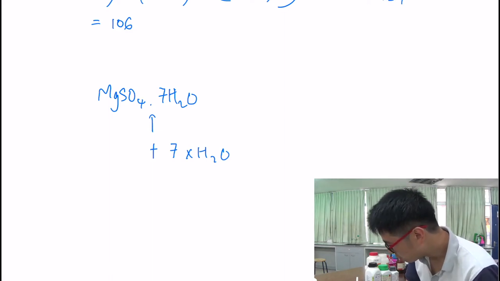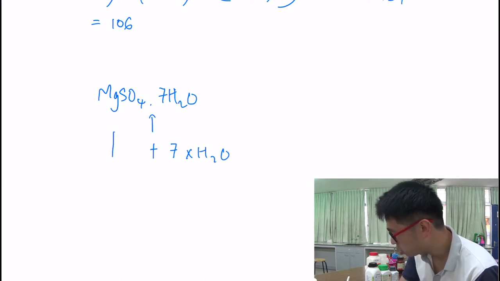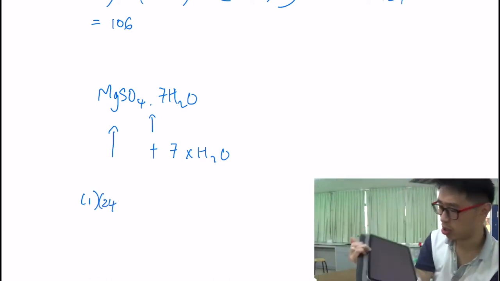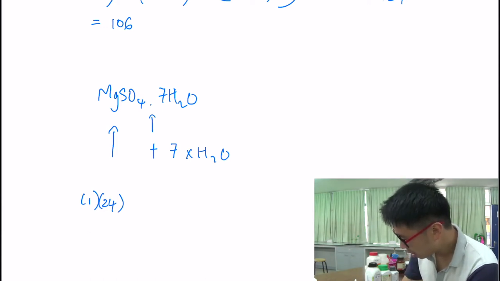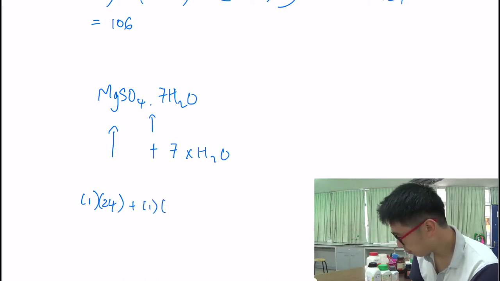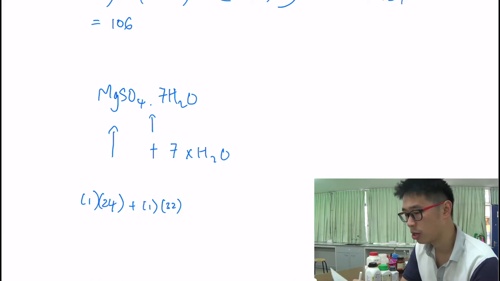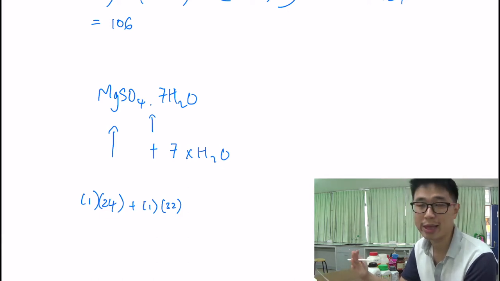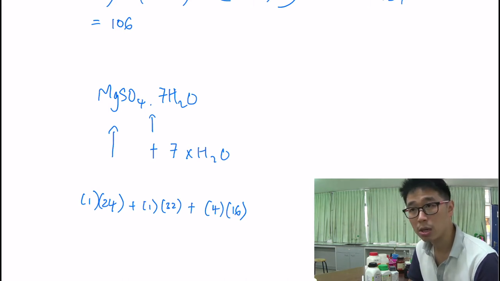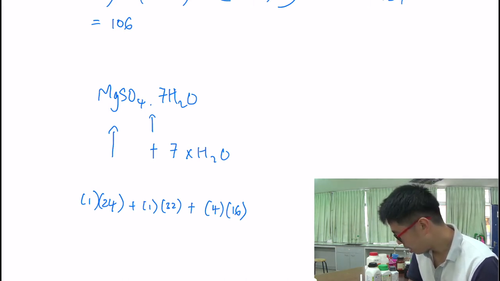So 7H2O, so the dot means I need to add 7 waters of crystallization. So 7 times the H2O molecule. Right, so there is MgSO4 that co-crystallized together with 7 H2O molecules. MgSO4, there is 1 magnesium, so 1 times the relative atomic mass of magnesium. If you are an A-level student watching this video, you should use your periodic table, which has the more accurate 1 decimal place relative atomic mass, and you know better than to use this primitive one. So 1 times 32 needs to be added to the mass of the magnesium, and then 1 for sulfur, and then I have 4 oxygen, so 4 times 16.